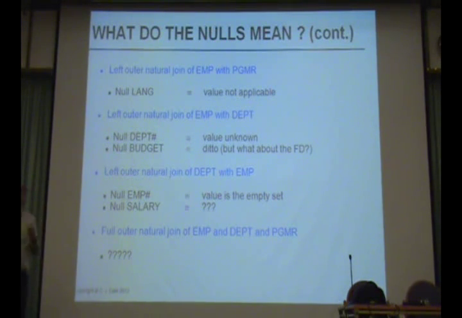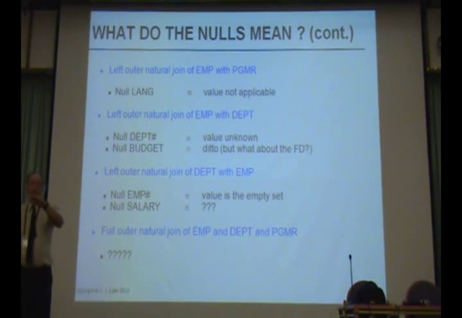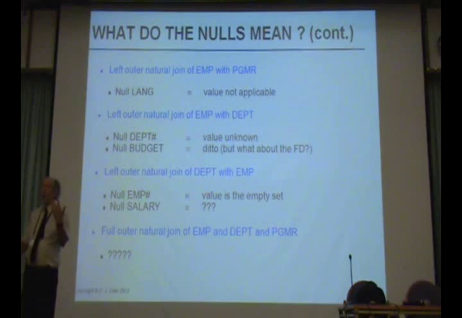But anyway, the obvious question now is, suppose you do the full outer join, joining all three tables together, we get nulls popping up all over the place. We get at least 3 different interpretations of those nulls, and arguably as many as 5. Different nulls in different columns have different interpretations. Different nulls in different columns in the same row can have different interpretations. How on earth do we interpret the result?